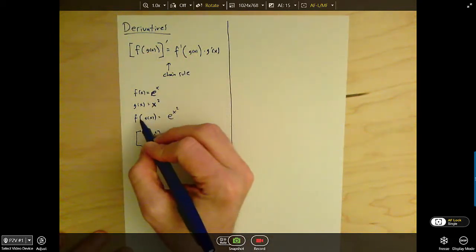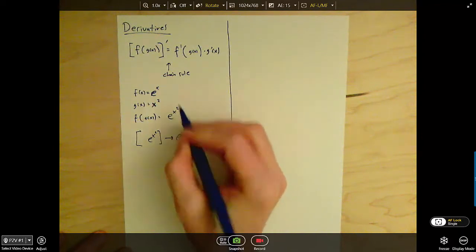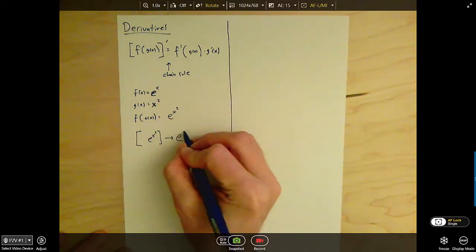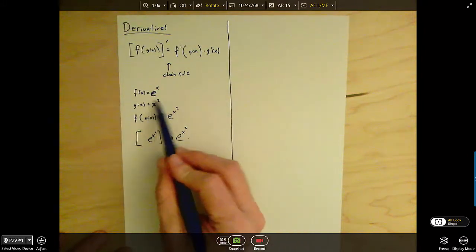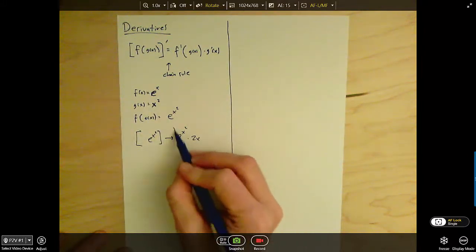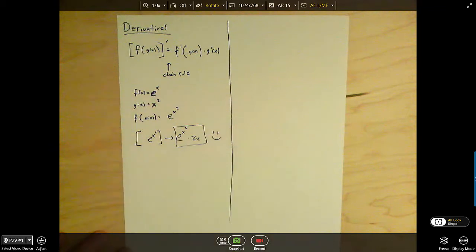So let's see, the derivative of f, well, that's e to the x. So here, the derivative of f applied to g is just e to the x squared. And then times g prime, which is 2x. Cool, so way to go, chain rule.